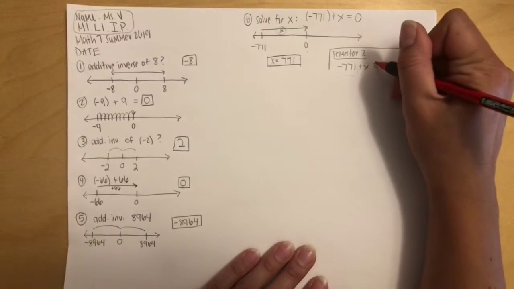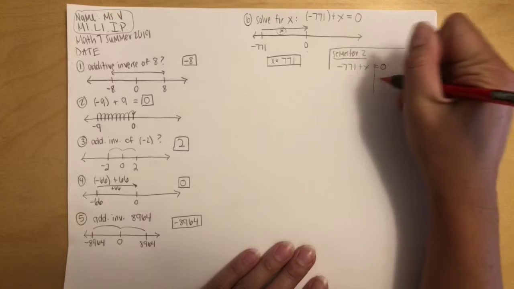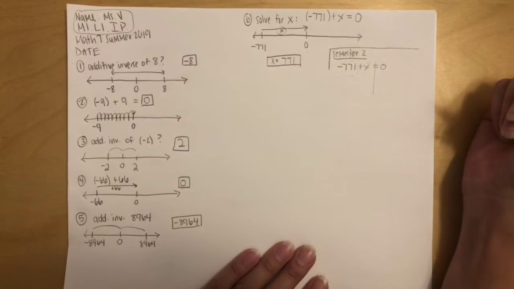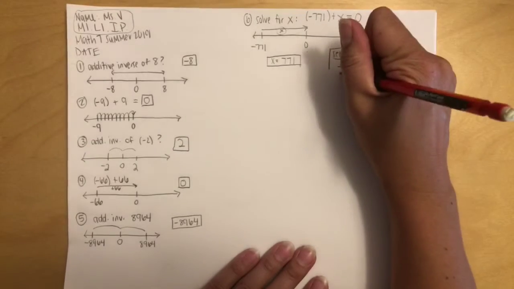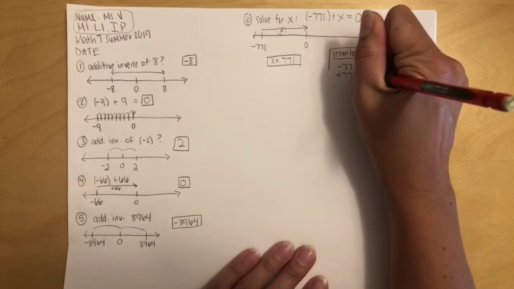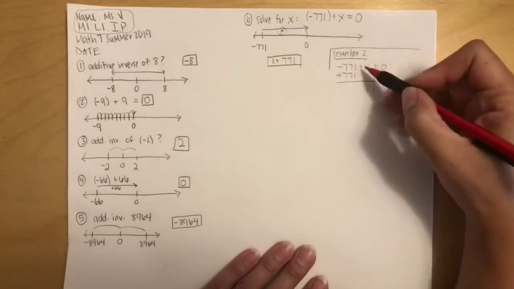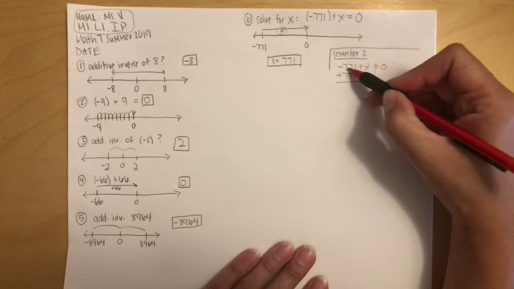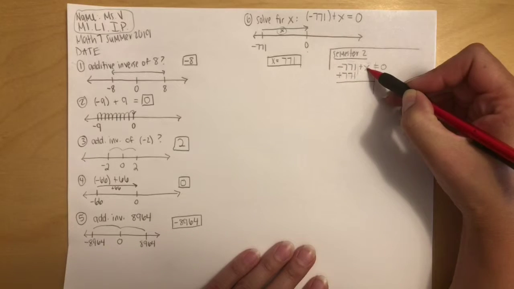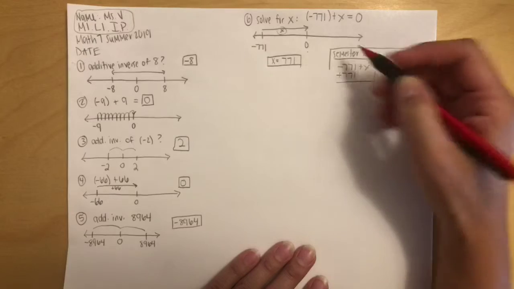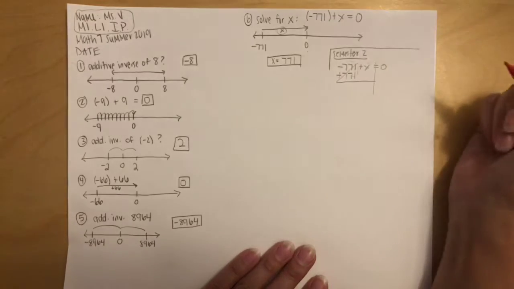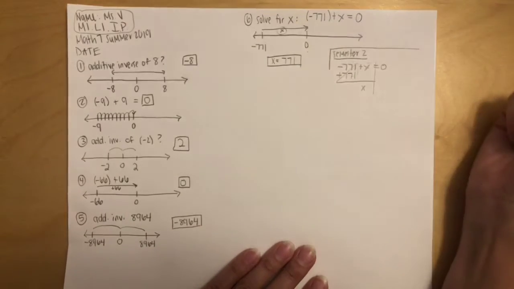I'm going to separate my two sides. Remember, this is like a balance, two sides of a balance. And I have to add in 771. And then when I add all of this side, I have negative 771 and x and positive 771. These cancel out and make a 0 pair, and I'm just left with x.